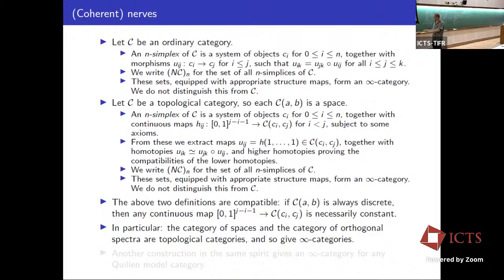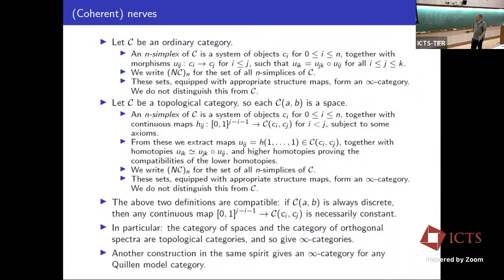And so we could do this just with the category of spaces or with the category of orthogonal spectra. And those are both topological categories. They would give us infinity categories. In fact, however, if we just do this in the most obvious way, we don't really get the right answer. You get the strong homotopy category of orthogonal spectra, where you haven't actually inverted the weak equivalences in the right way.